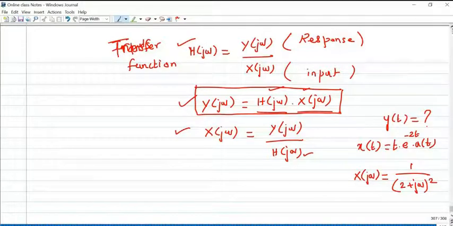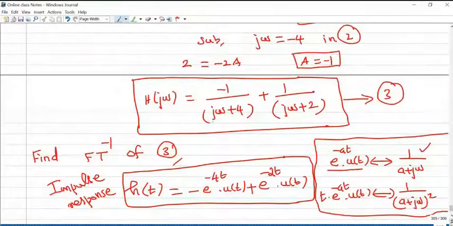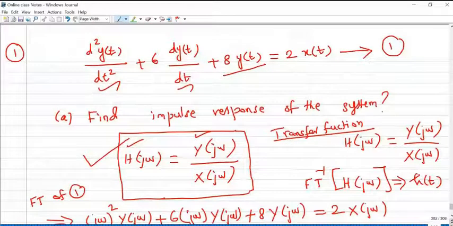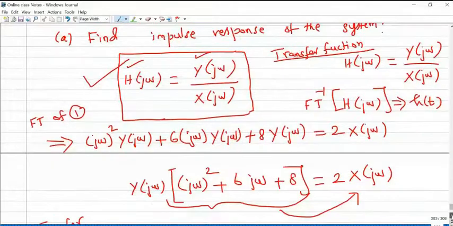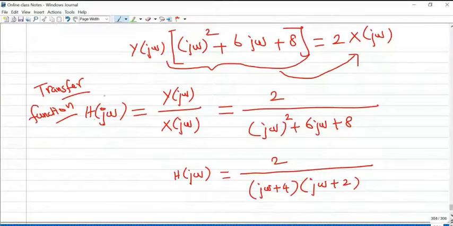See the expression for h of j omega from yesterday's class. H of j omega equal to 2 divided by (j omega) square plus 6 j omega plus 8. So this is h of j omega. What is h of j omega? H of j omega equal to y by x. So now if you want y only, bring this x of j omega term across.